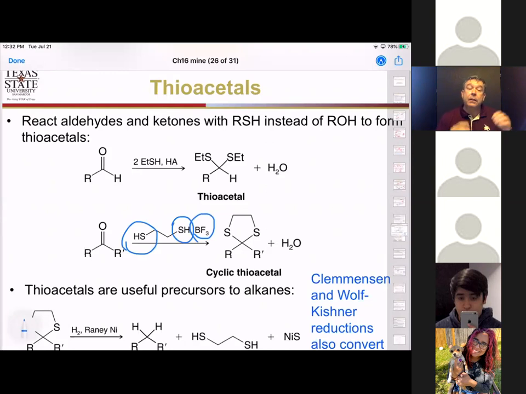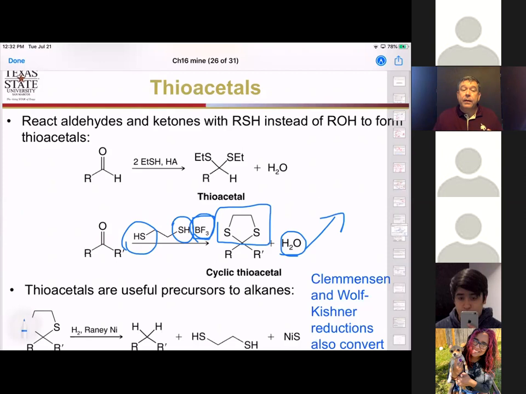We actually can use a Lewis acid catalyst. We don't have to use a straight proton acid. So we have boron trifluoride here, and that creates our cyclic disulfur compound here and eliminates water as well, okay? Again, it only forms on aldehydes and ketones. So when we form it on aldehydes and ketones, it does not touch esters or carboxylic acids. Okay.